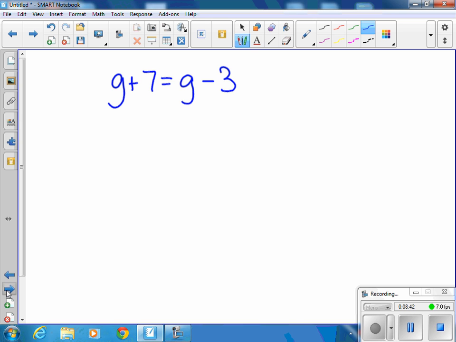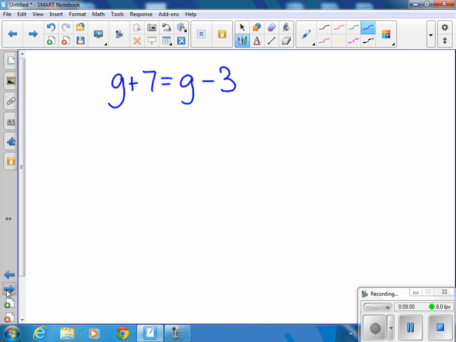Okay, sometimes you're going to come up with something that looks like this. Just looking at this, we're going to move the g's. In this case, we have a variable of g. I need to move one of them to one side or the other. They're the same g. It's one g on the left and one g on the right.